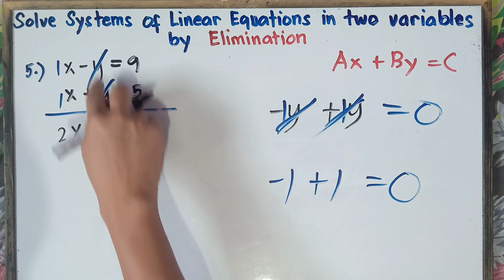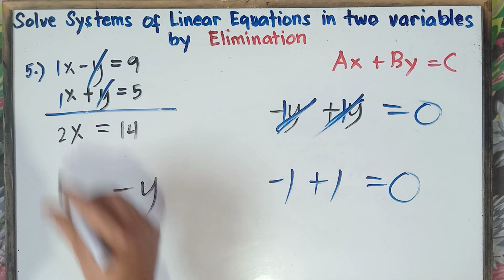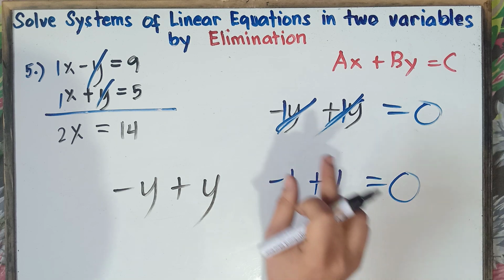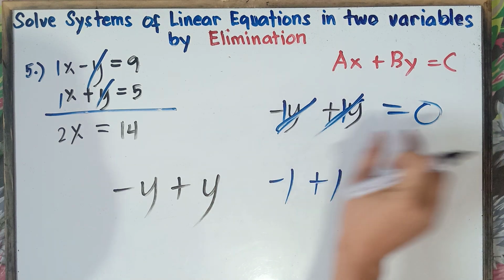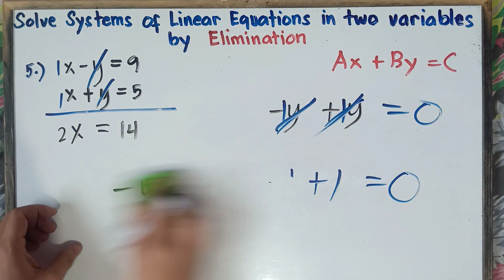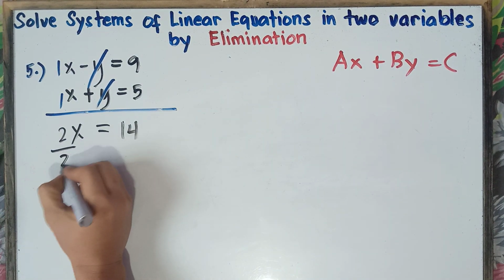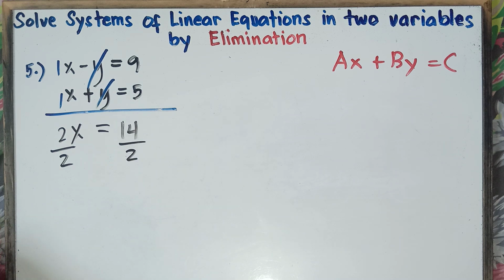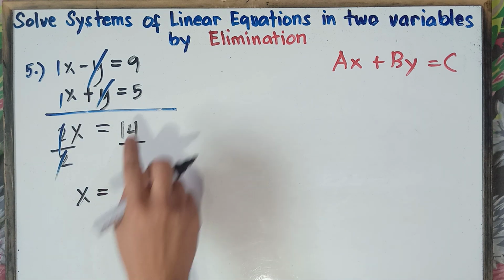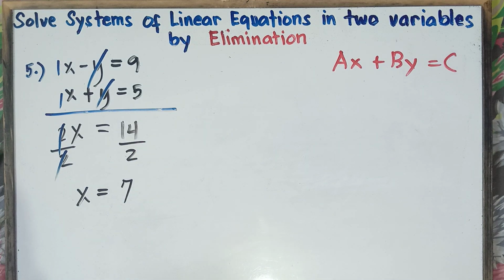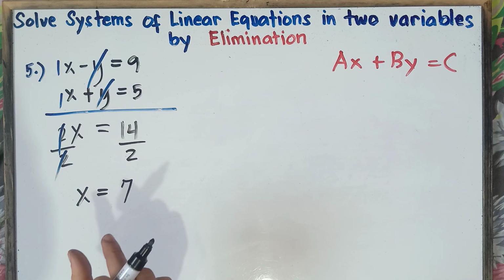We simply cancel y because negative y combined with positive y is equal to 0. Then to get the value of x, simply divide both sides by 2. Cancel this out, and x is equal to 14 divided by 2, which is equal to 7. Therefore, the value of x is equal to 7.